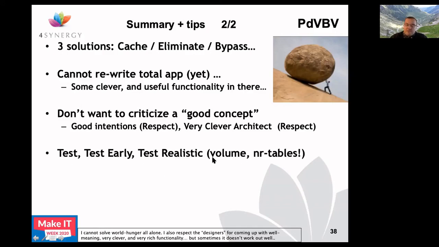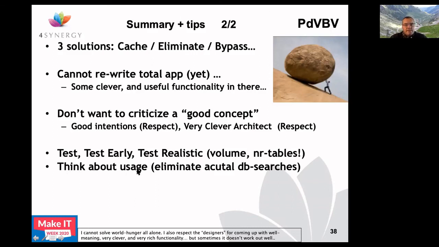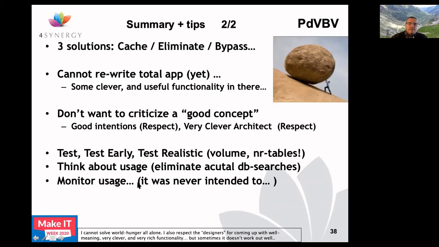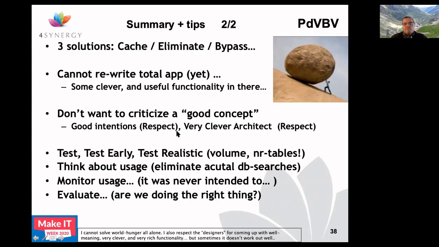Whatever you build, especially if you build something really clever, test it early, test it realistic, test it on large numbers. Then think about how it will be used and try to eliminate as much work as you can. Monitor how your application is used. I don't believe we are the only ones who ran into this problem. We are probably the ones with the stupidest data set underneath that had the problem this heavily. So try to observe what happens to your code, try to evaluate, are you still doing the right thing? Because this was very clever, but also very complicated.